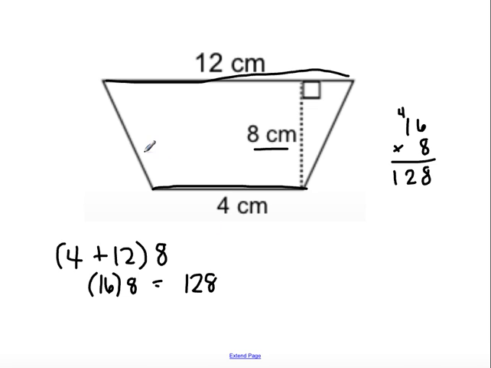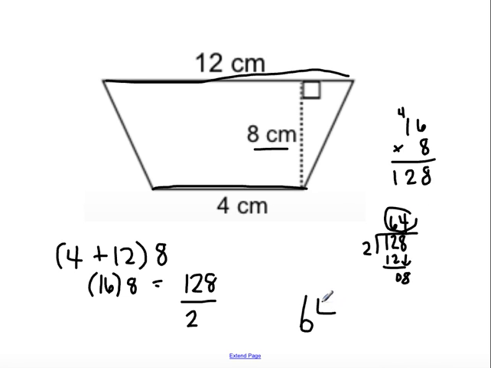And then we have to divide that whole thing by 2. So 2 goes into 12 6 times. Bring down our 8. 2 goes into 8 4 times. So we have an answer of 64. And then we need to make sure we label, again, centimeters, so square centimeters.